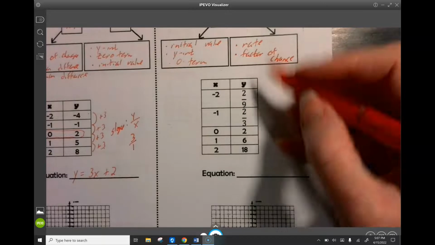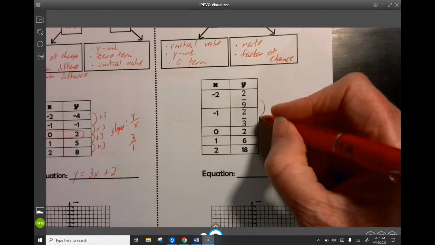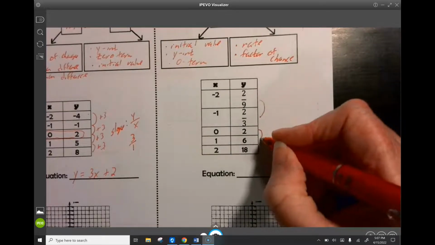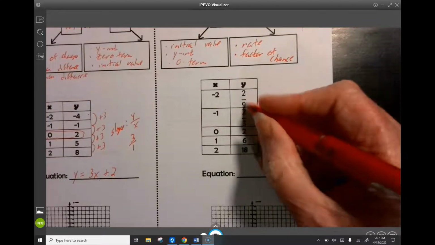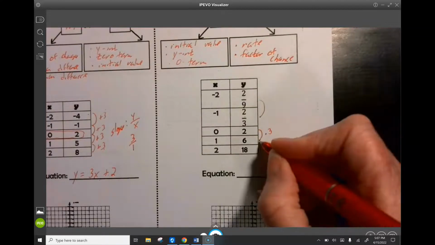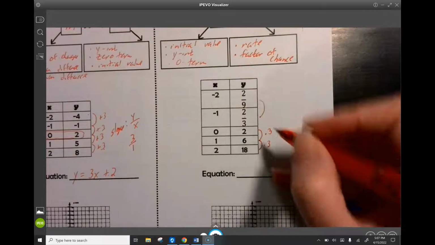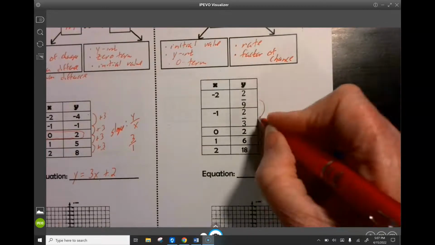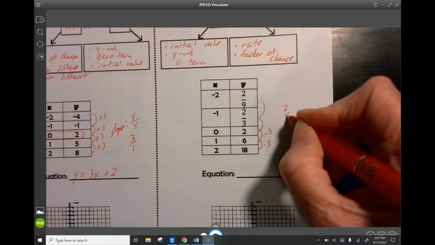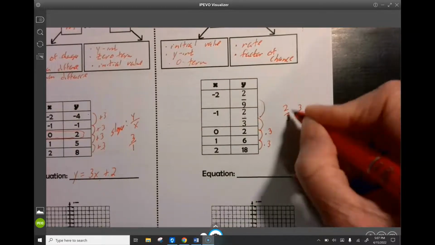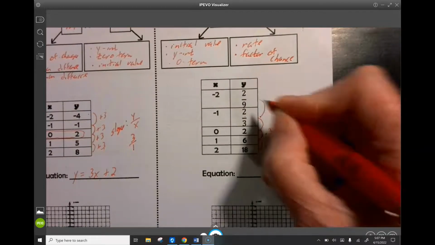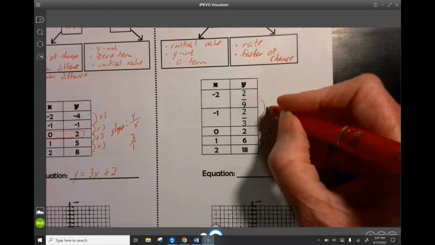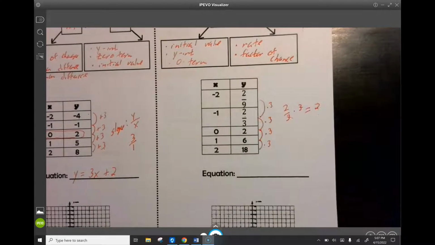Let's look at this one. Okay, this is not as obvious to me. So what I did is I went down here. What am I doing to go from here to here? Well, I'm multiplying by 3, because I know I'm not going to be adding with those fractions. Do I multiply by 3 here? Yeah. Look, to go from here to here, take 2/3 times 3. See how my 3's cancel and I just get a 2. So we know that we're multiplying by 3 every single time.